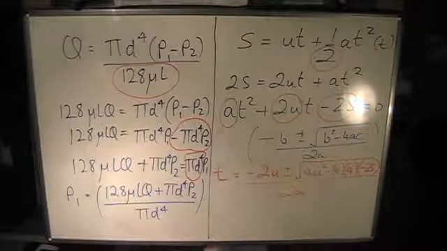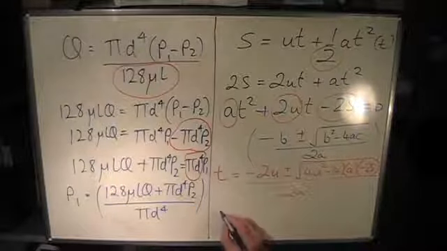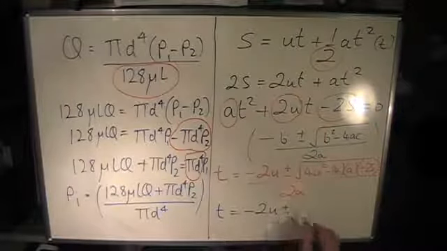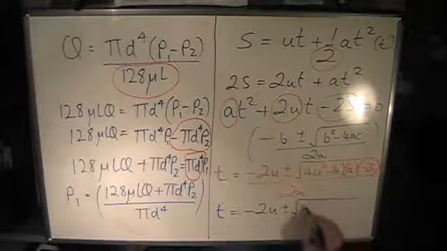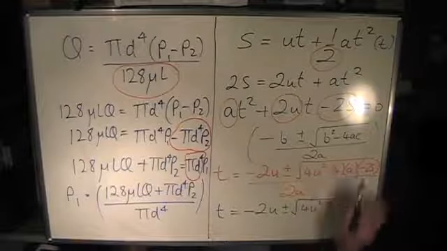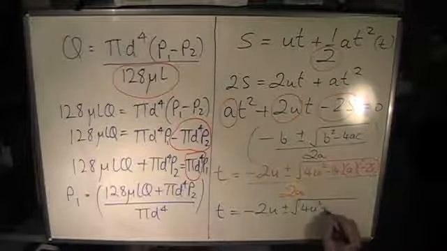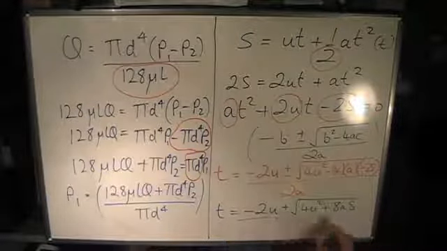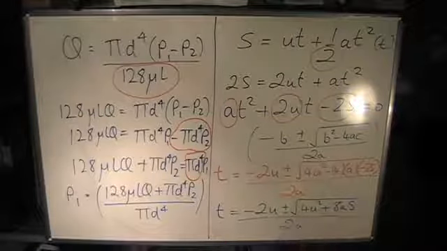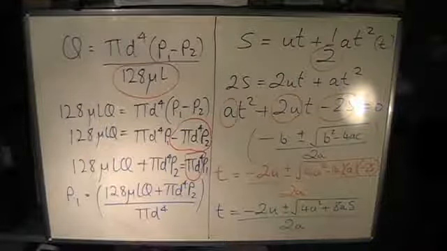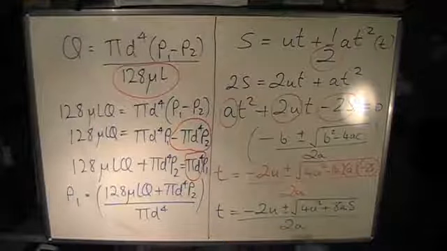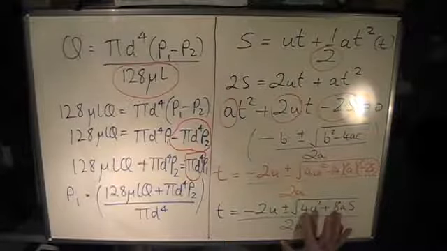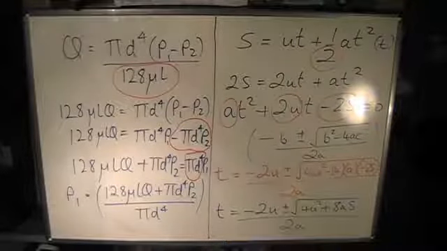And when you tidy this up, you get t equals minus 2u plus or minus the square root of 4u squared. That minus and that minus make all that become a plus. Plus 2 times 4 is 8as all over 2a. Although that is correct, you notice that you can factorize a 4 out of here, and when you take that 4 outside of the square root, it will become a 2.